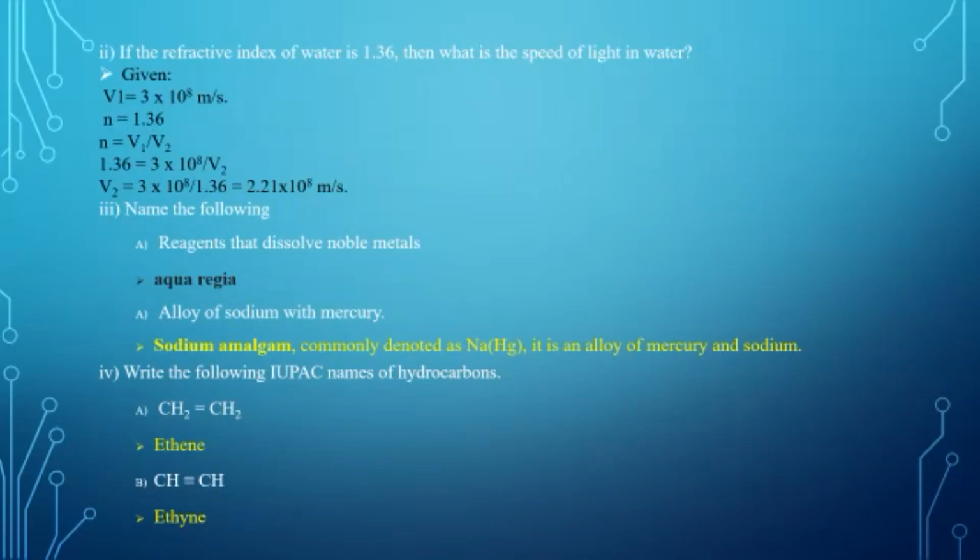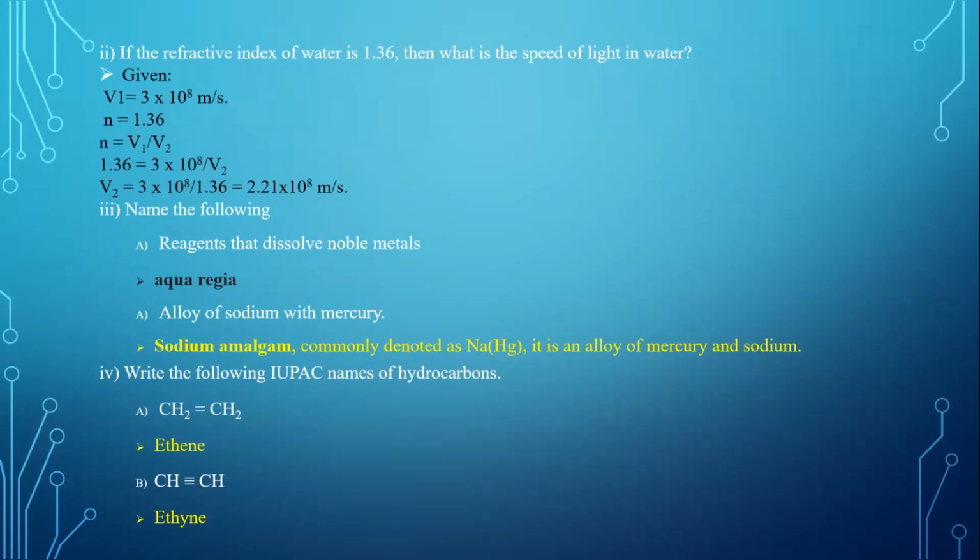Now we all know the formula: n equals V1 upon V2. So n is 1.36 equals V1, which is 3 into 10 raised to 8, divided by V2. So V2 will become 3 into 10 raised to 8 upon 1.36. What answer will we get, students? We'll get 2.21 into 10 raised to 8 meter per second.